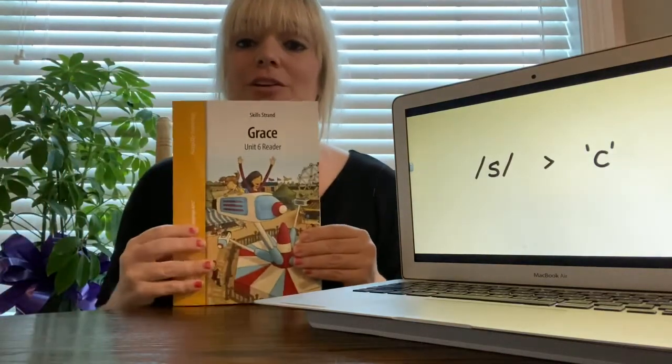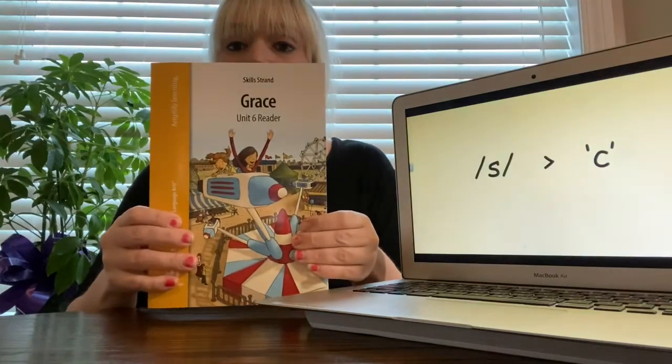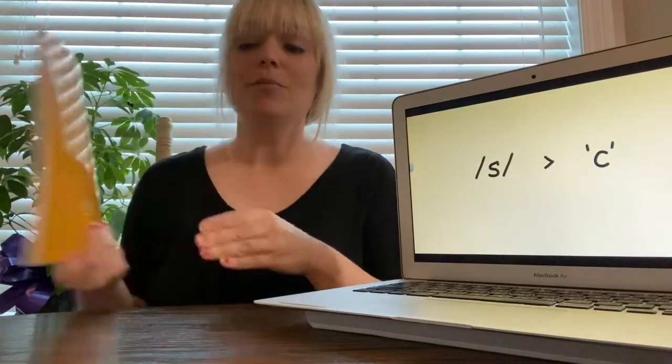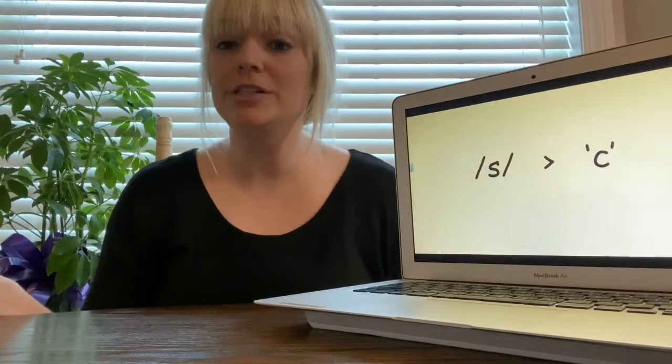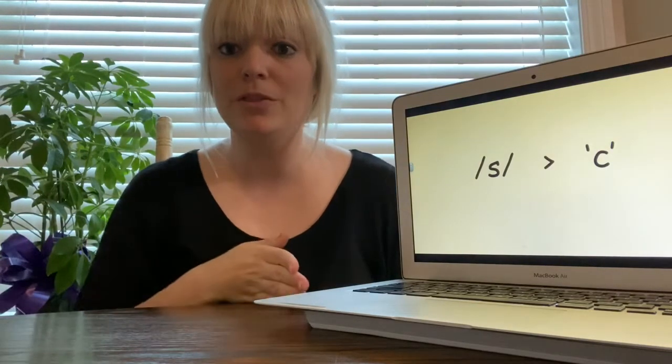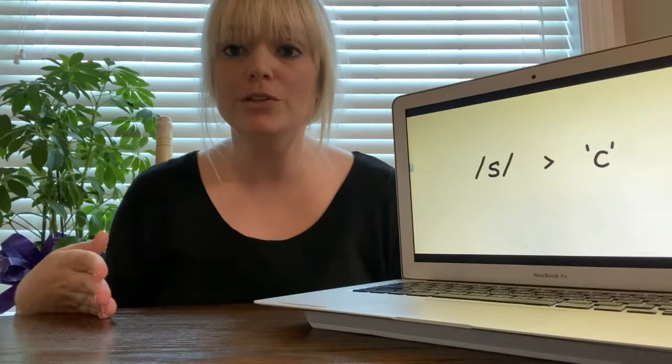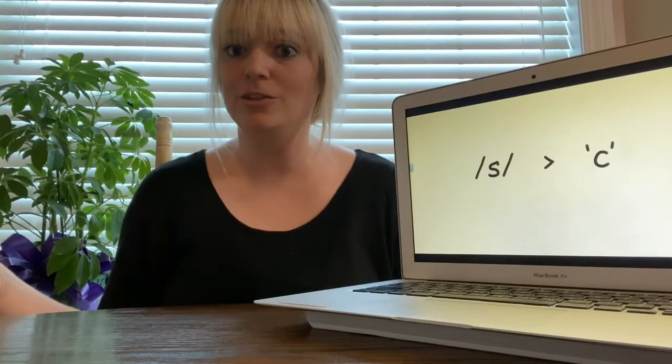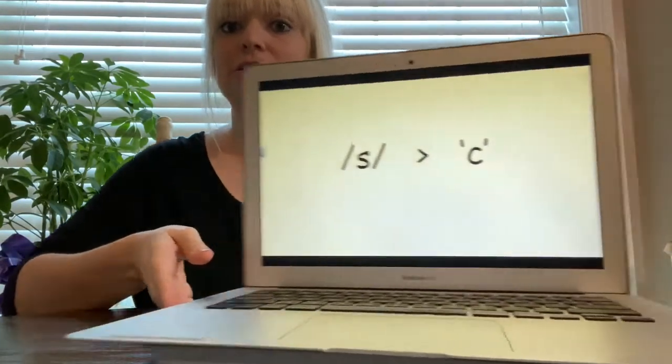Today we're going to read a story from our reader Grace from Unit 6. Before we begin, we're going to go over some sounds and the way to spell those sounds. And we're also going to go over some vocabulary words that you're going to see in the story. Okay, so let's get started.